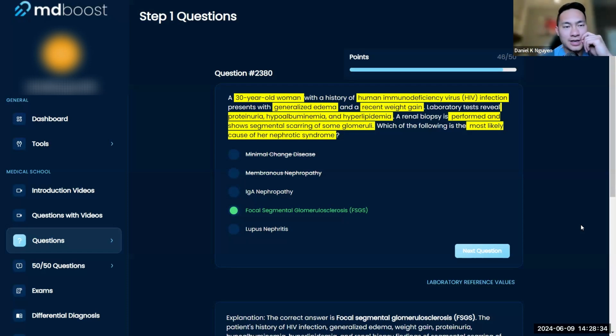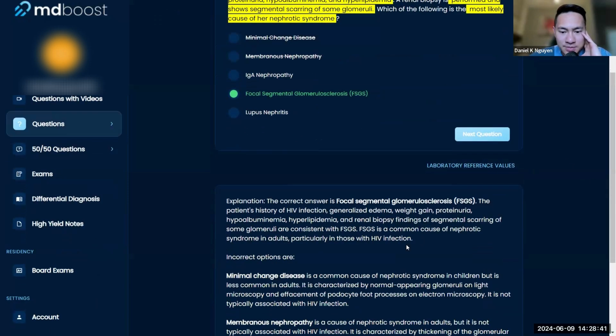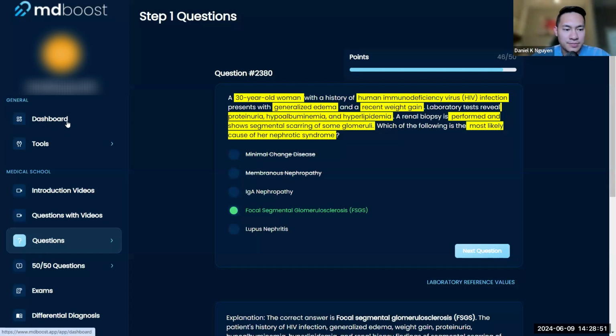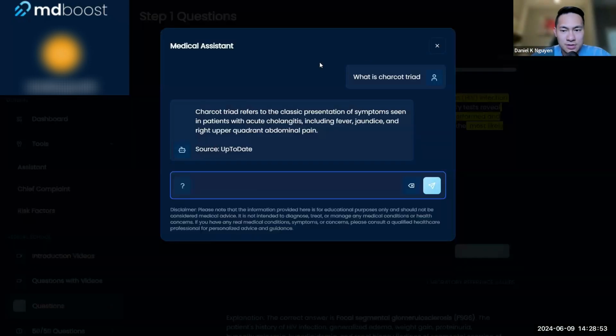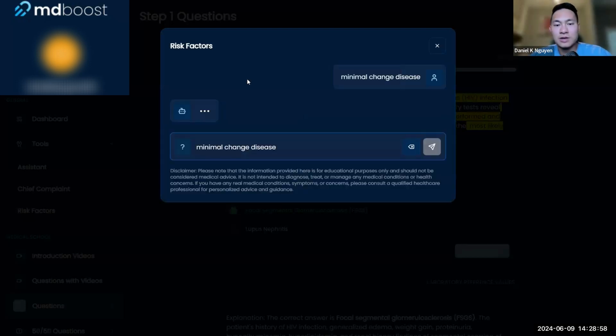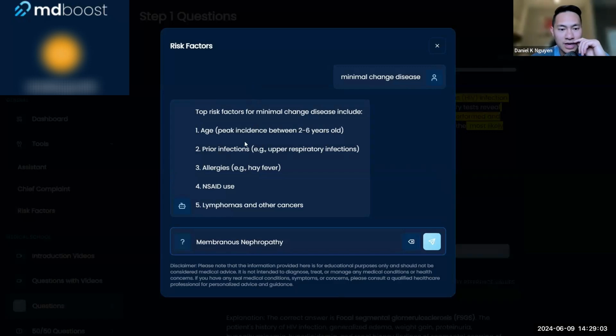So I was going to just say that, just in case they ask, minimal change can happen in adults. I want to say it deals with some kind of lymphoma or something? I can't remember. Let me see, let's do the risk factors for minimal change disease. There's some specific thing that can happen in adults with minimal change, but I just can't remember. Age, prior infection, allergy. Oh, lymphomas. Yeah, that's what it was. So some cancers can cause minimal change.